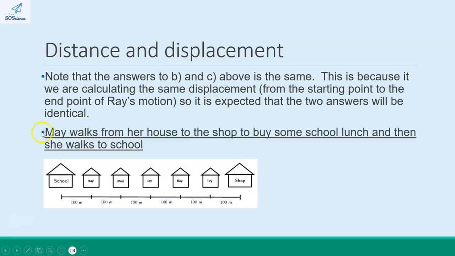Let's try another one. May walks from her house to the shop to buy some school lunch, and then she walks to school. So here's May. So she walks from her house to the shop, and then she walks to school. Now, I'd like you to try and answer these questions on your own in the blank spaces in the workbook, and then go over my answers just to make sure that you've grasped the concept.